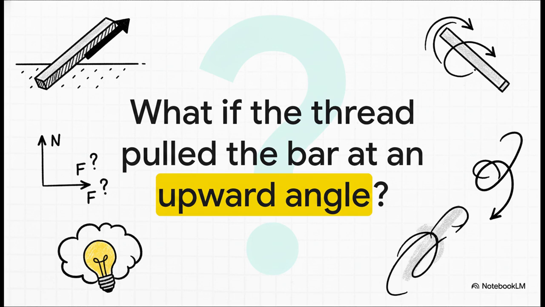But don't let the learning stop here. To really master these concepts, think about this. What if the thread wasn't horizontal? What if it pulled the bar at a slight upward angle? How would that change the normal force? And if the normal force changes, what would that do to the friction and to the final answer?